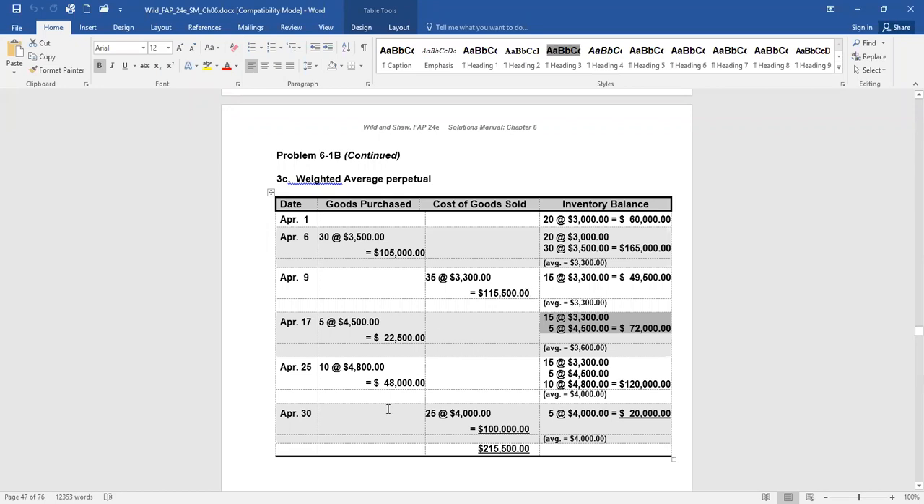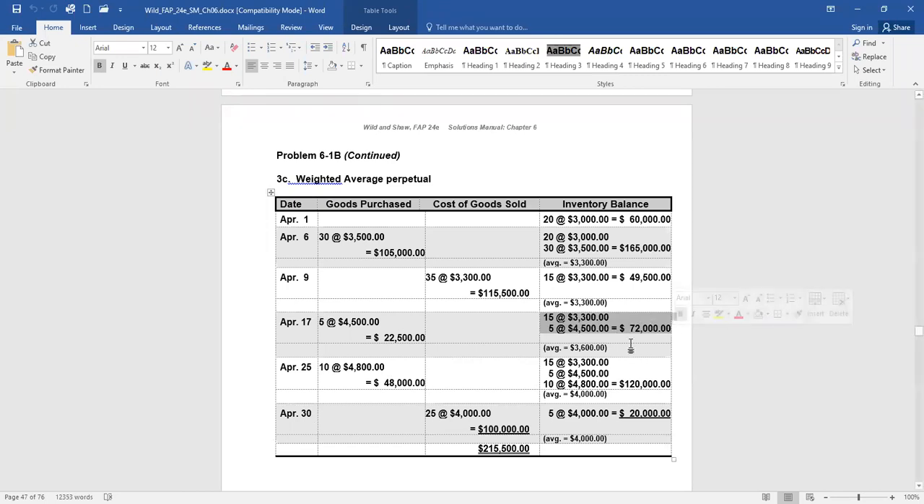Now, if we sold any between the April 17th and the April 25th purchase, we would have removed them at $3,600. But we didn't. We bought more. We bought 10 more that cost $4,800 each, or $48,000 in total. So now, what's the total cost of all of our inventory after this purchase? Well, it was $72,000 before the purchase, and we just added another $48,000. So total cost is $120,000.